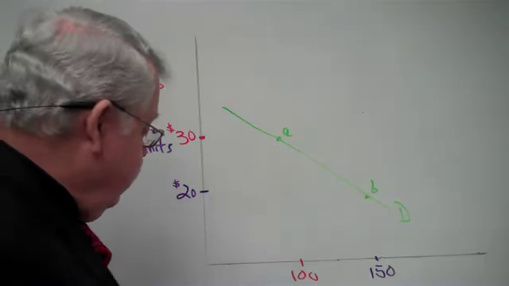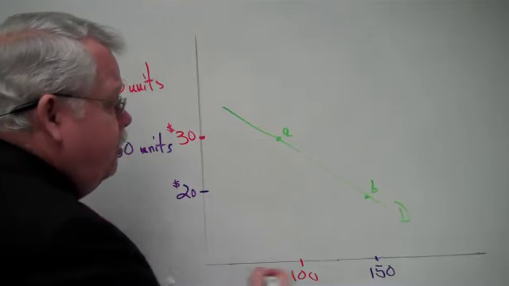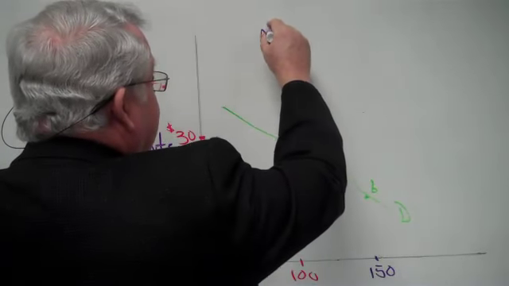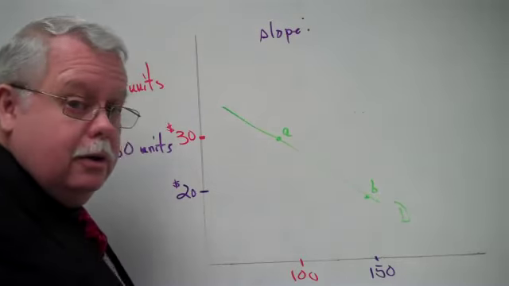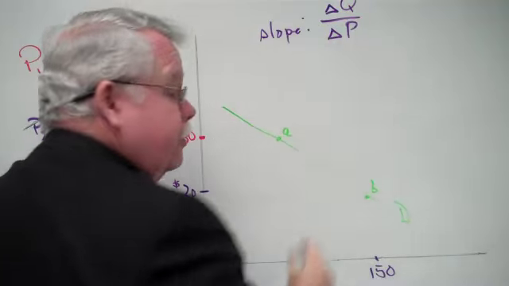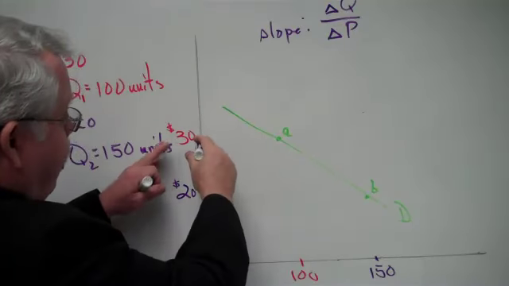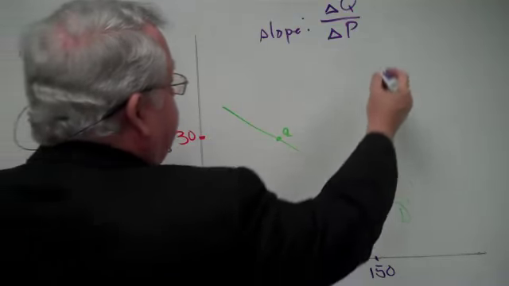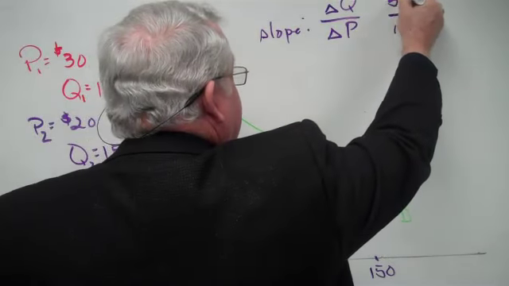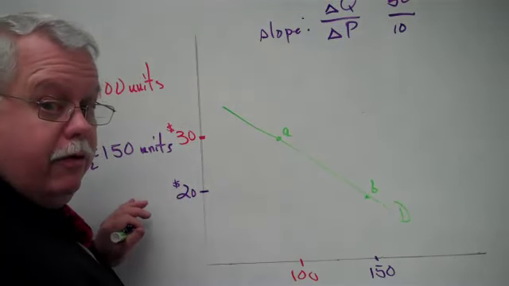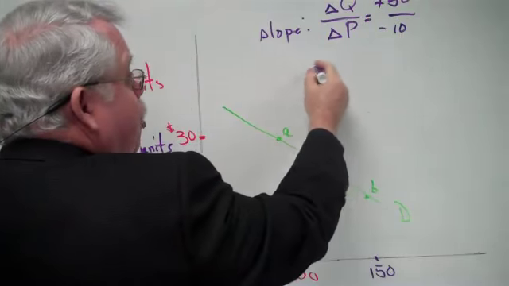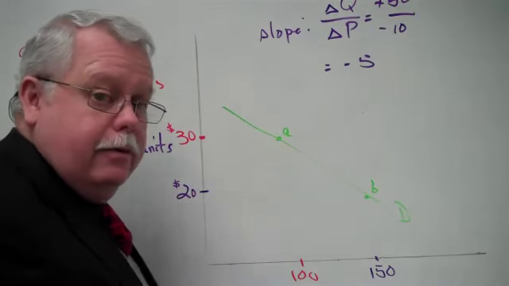In particular, what I'm interested in is that if I know this is the demand curve, or I assume it is the demand curve, do I know the slope of this demand curve? And the slope is the change in quantity divided by the change in price. And so what do we see here? The price changed by $10. At the same time, the quantity changed by 50. And what happened? If the price fell, a negative, the quantity increased, a positive. And so we know the slope of the curve is -5.